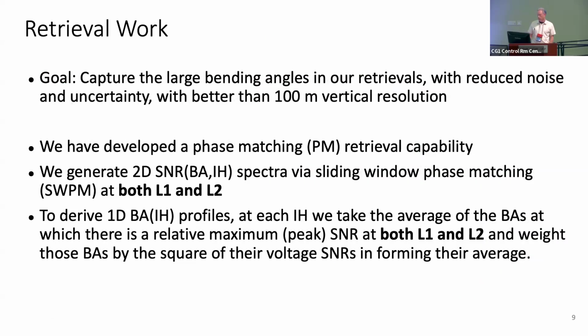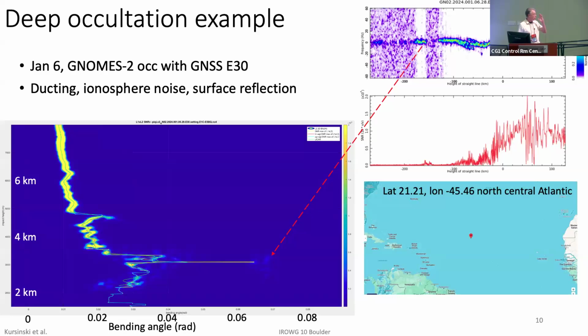So we've been working to capture the large bending angles, trying to reduce the noise, and simultaneously have higher vertical resolution, which you need to see the big bending angles. So we've developed a phase matching retrieval capability. And one of the nice features here that I think is really important is we have high SNR at L1 and L2. There's a lot of diffraction noise in the lower troposphere, and it really helps to have two wavelengths to try and sort out what is signal and what is noise. So I only trust the ones where I see the same peak in the SNR at both L1 and L2 at a given bending angle and impact height.